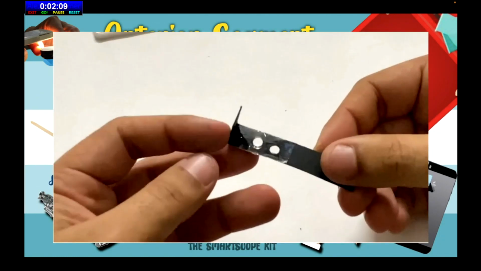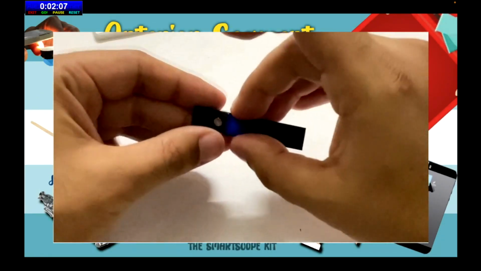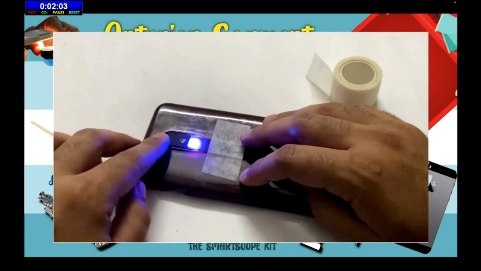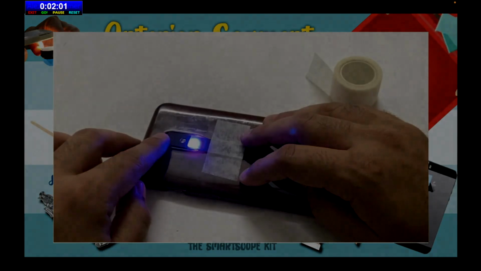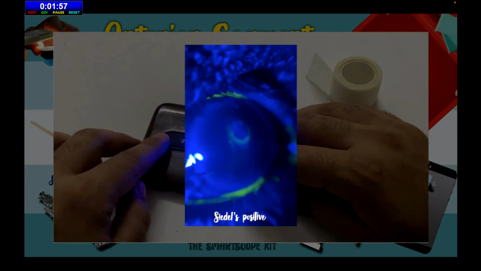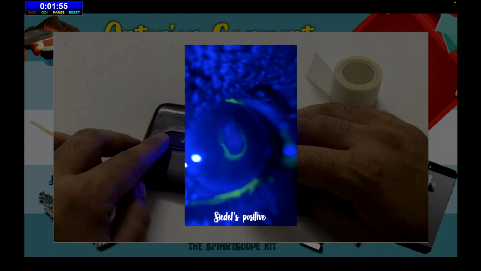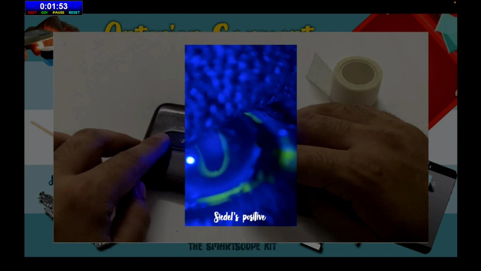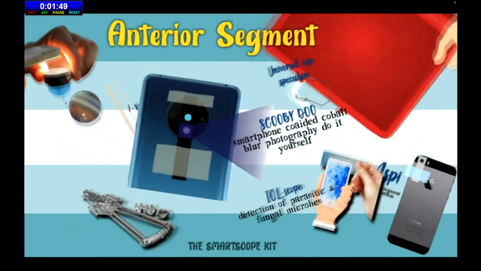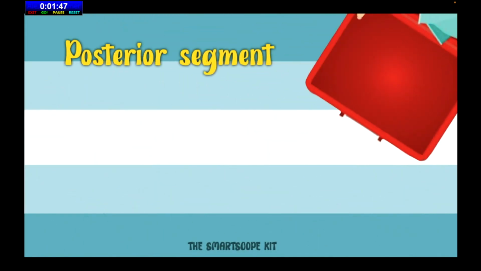Then we have the Scooby-Doo. Over here we have the lens along with the blue filter which has been attached, and this can be used in a lot of cases such as this one, where you can see the Seidel's positive test. So this is actually not taken with the slit lamp. It's purely taken from the smartphone with the cobalt blue filter attached to the flashlight.